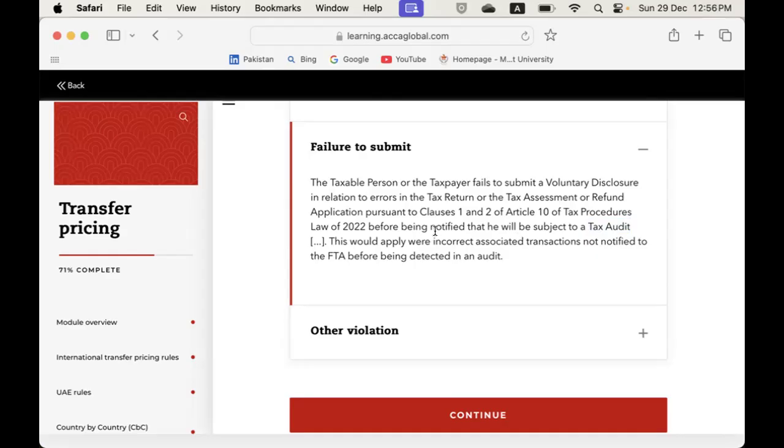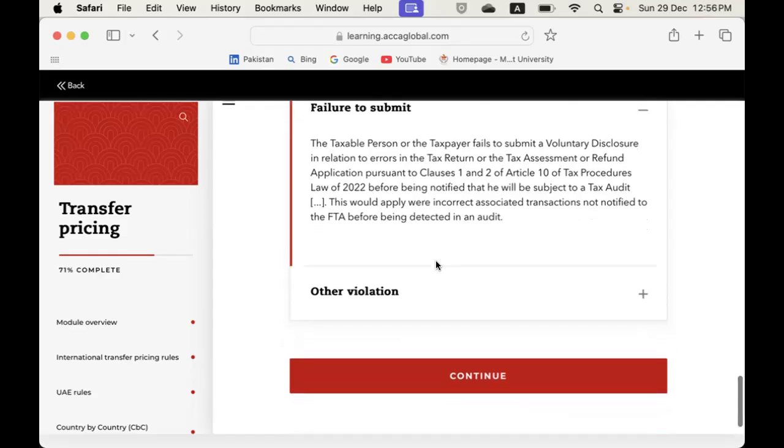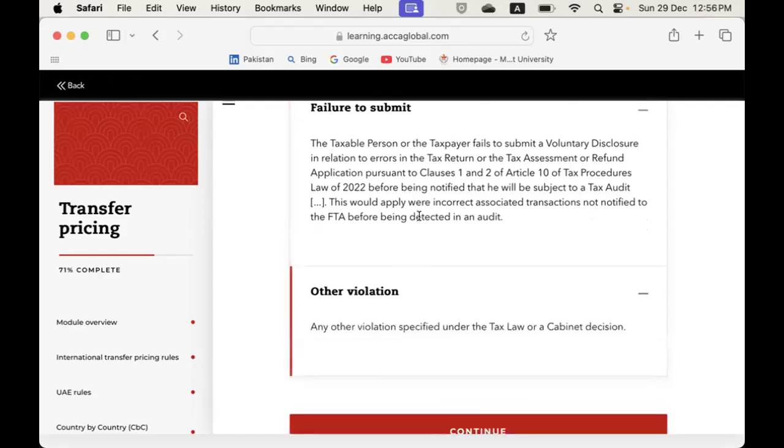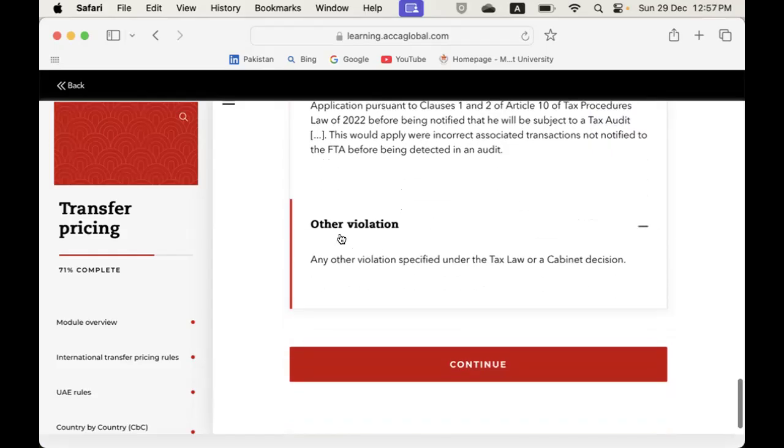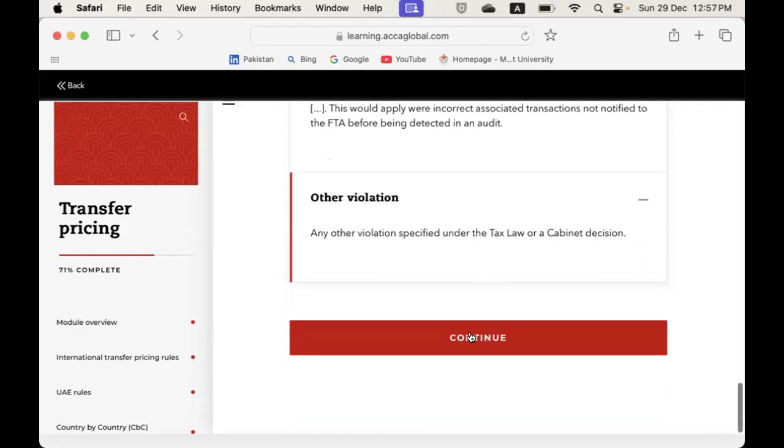So you cannot file a voluntary disclosure after the tax audit has been opened. This would apply where incorrect associated transactions were not notified to the FTA before being detected in an audit. If the tax auditor has already detected something, you cannot then later on become naive and innocent and try to file a voluntary disclosure for that violation. Any other violation specified under the tax law.